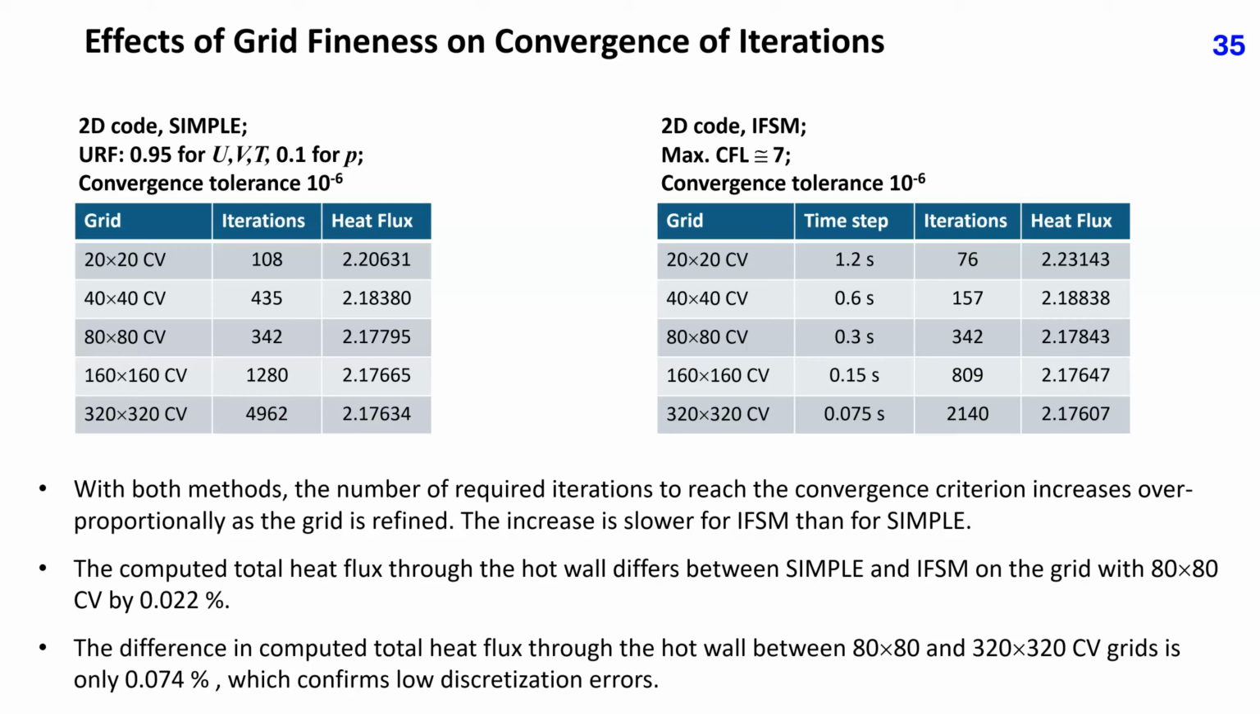The computed total heat flux through the hot wall differs between SIMPLE and IFSM on the 80 by 80 grid by 0.022%. The difference in computed total heat flux through the hot wall between grids 80 by 80 and 320 by 320 is only 0.074%, which confirms low discretization errors.